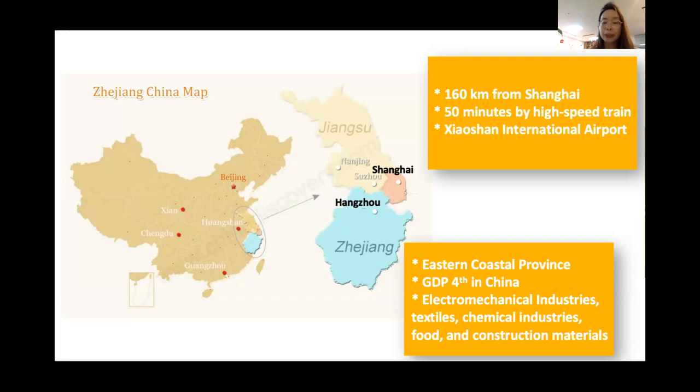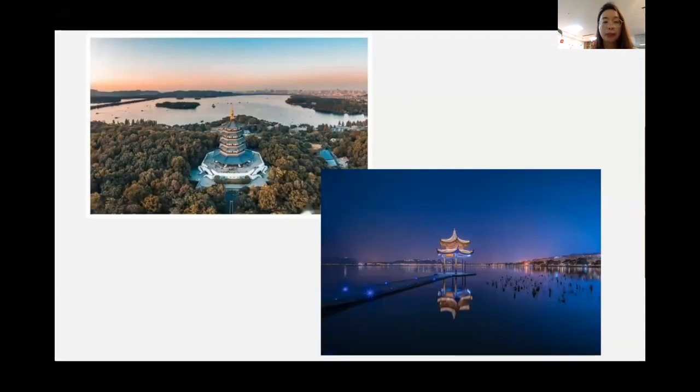Zhejiang's GDP ranked fourth in China. We all know that China is a very big nation, but Zhejiang ranked fourth. So we can see the economy here is well developed. And it is located along the eastern coastal area, with booming industries and a very beautiful environment.